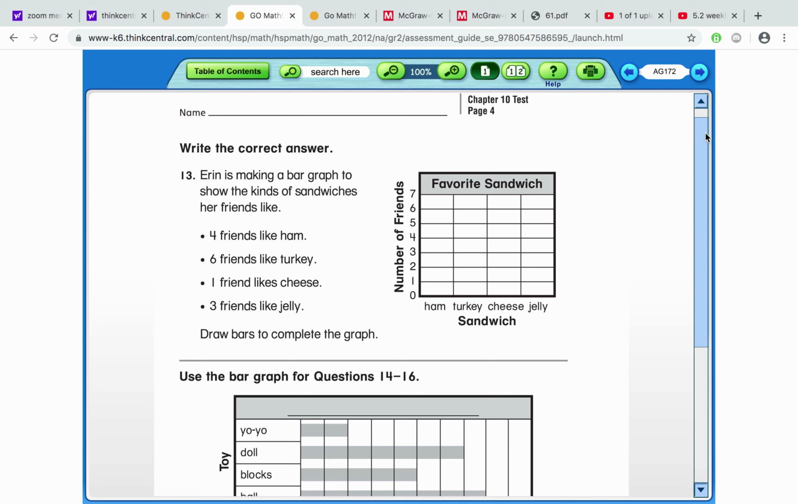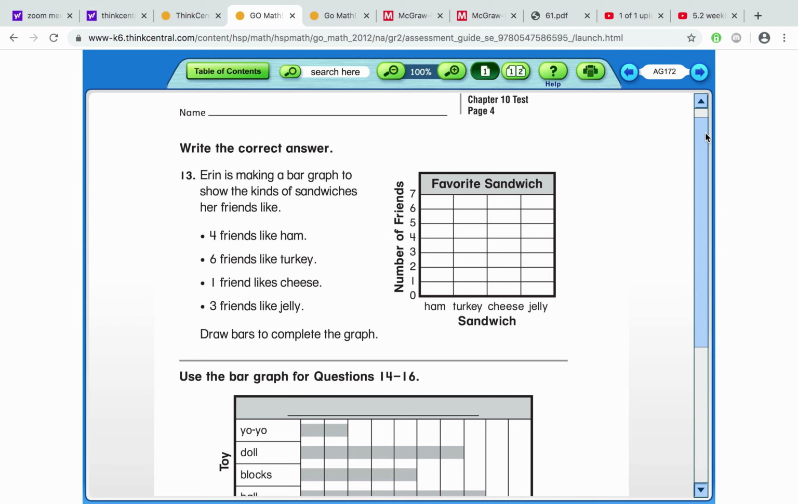The title and the labels are on there for you. Number 13 says, Erin is making a bar graph to show the kinds of sandwiches her friends like. You guys can make bar graphs about anything. You guys are stuck at home. You can look through a craft drawer, take information or survey what's in the drawer, and make a bar graph if you want. But this young lady decided to make a bar graph about different sandwiches.